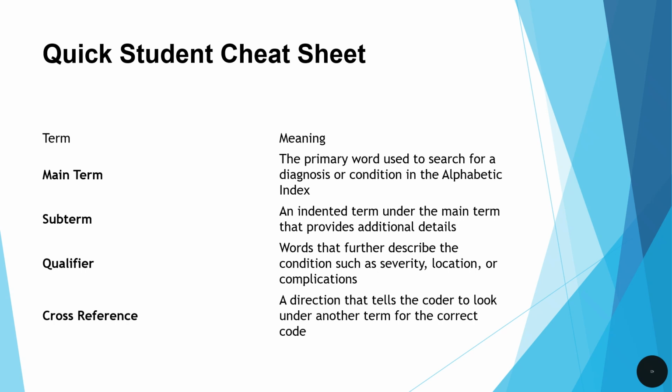Cross-reference. A cross-reference gives a direction that tells a coder to look under another term for the correct code. An example of a cross-reference would be see or see also, where you're told when you look up your diagnosis that you need to go see another code, another diagnosis, or another term. You just need to go somewhere else. See also or see. If you see that, follow the direction to find the proper code.